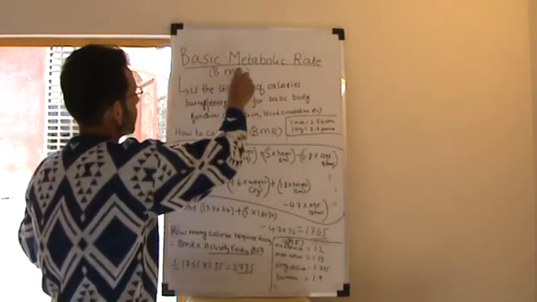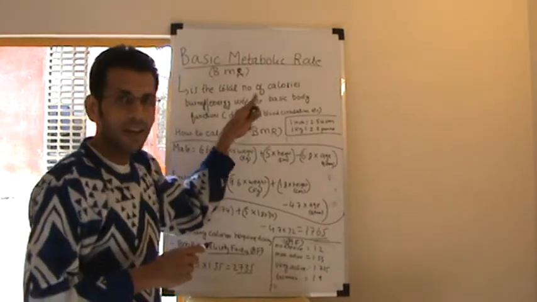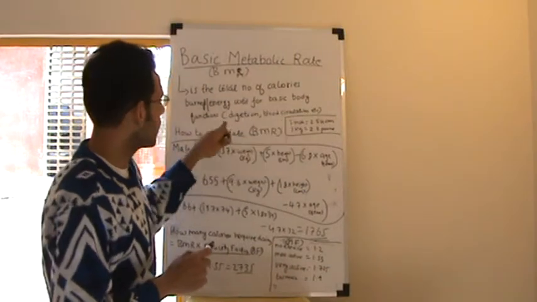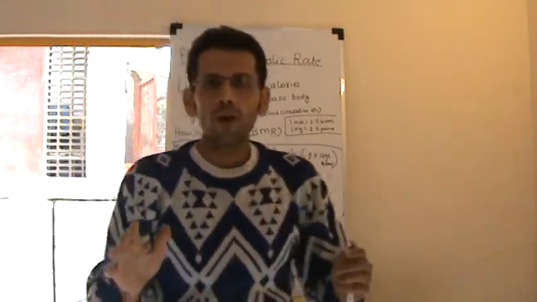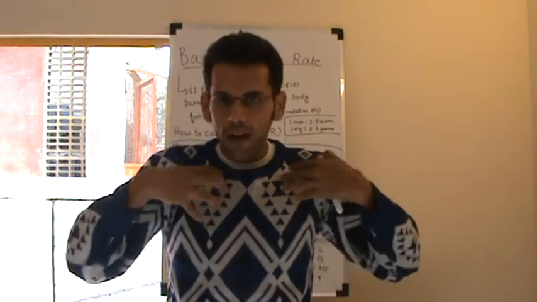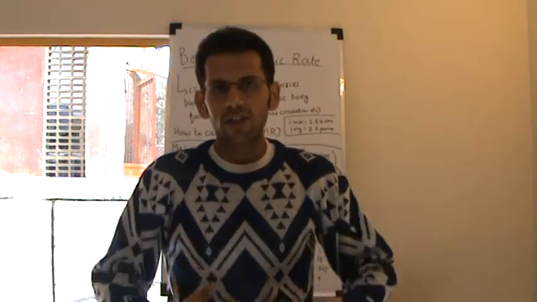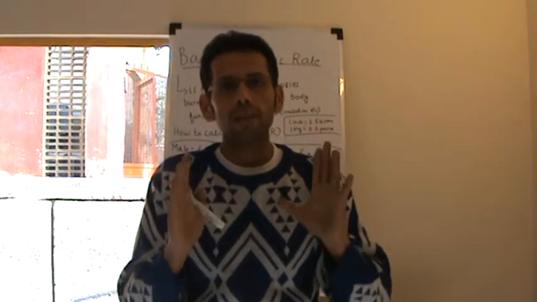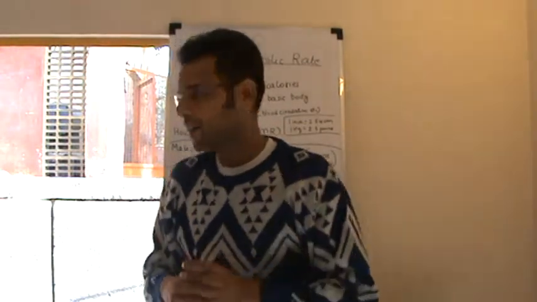Basic metabolic rate is the total number of calories burned, or the energy used, for basic body functions like digestion and blood circulation. So when you are not doing any exercise, you are just resting, the energy used by the body for our basic body functions like digestion, respiration, blood circulation, that is called basic metabolic rate, and it should be high.